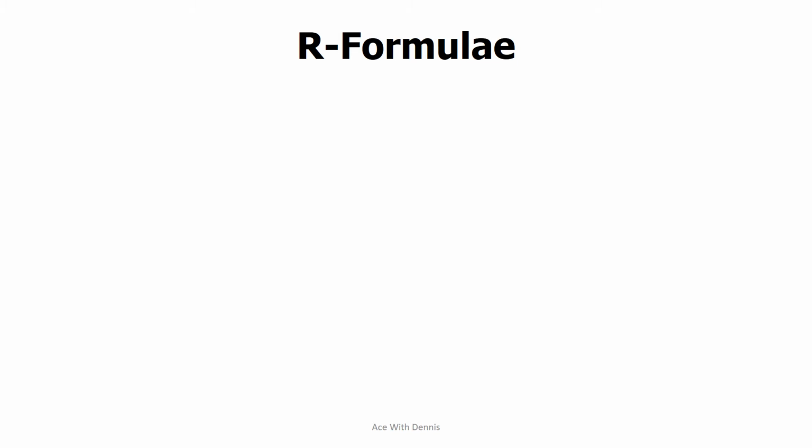Now this is the last type of formula that you need to know, the R formula. How do we get this R formula? We look at this right angle triangle. Let's say this angle is alpha. The opposite side will be B, the adjacent side will be A, and the hypotenuse side will be capital R.